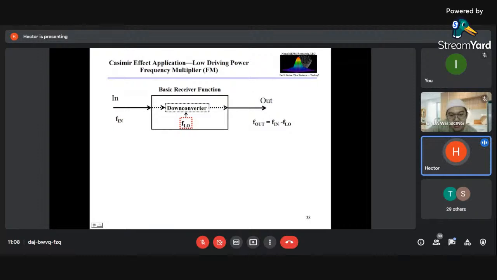This figure here shows a block diagram of a basic receiver function. In a communications receiver, you receive an input signal at F in, you apply it to a down converter, and you get an output signal F out. But the frequency of the output signal is F in minus F LO, or the frequency of the local oscillator.